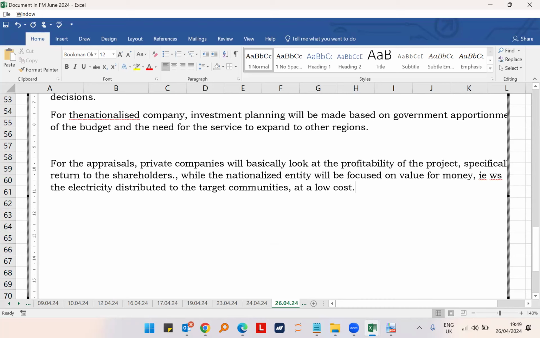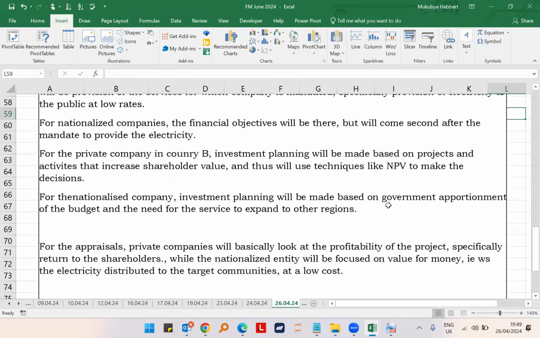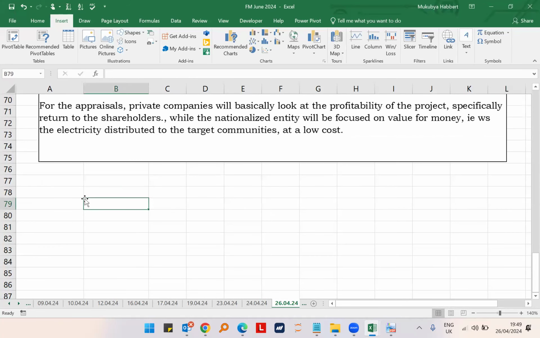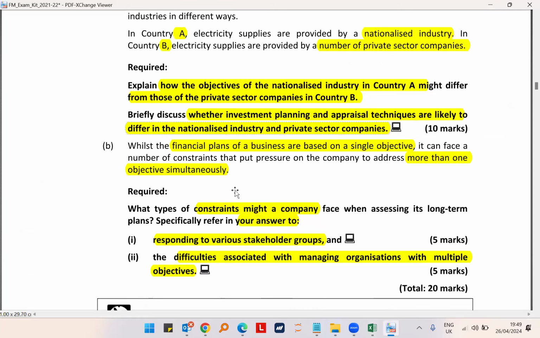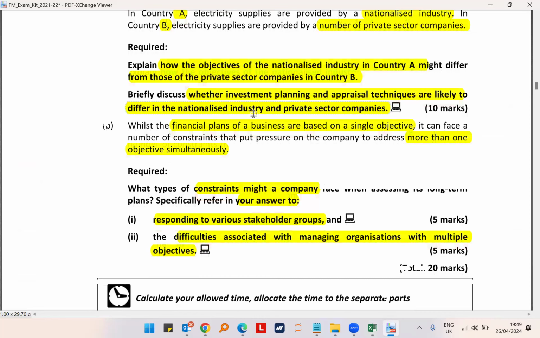So I think that alone should cover the 10 marks that have been apportioned for this part of the question. Now, moving on. So they are saying, while the financial planning of a business.